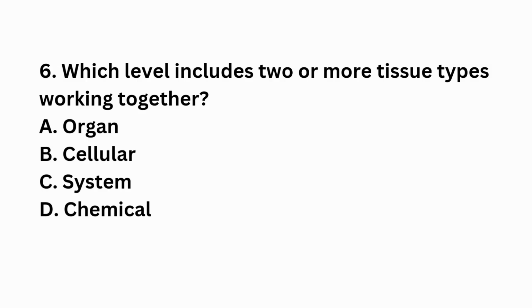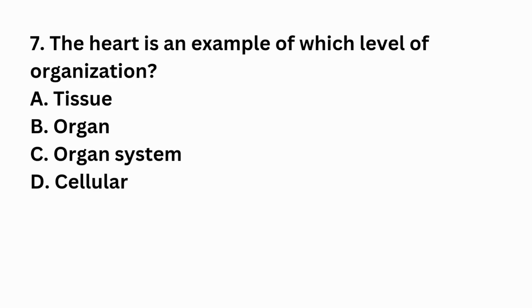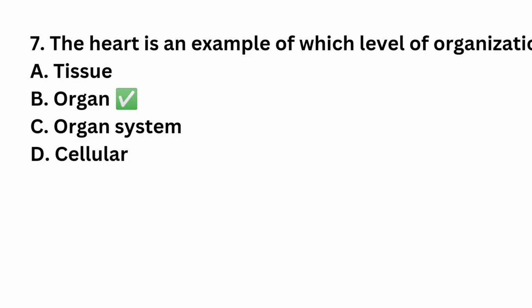Question number 6. Which level includes two or more tissue types working together? The correct answer is option A, organ. Question number 7. The heart is an example of which level of organization? The correct answer is option B, organ.